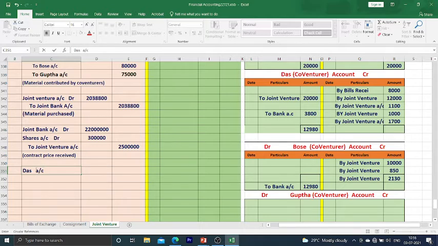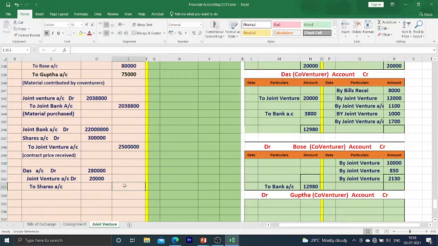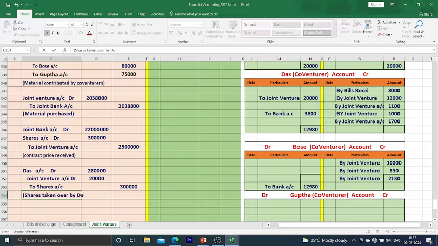Das account debit, joint venture account debit, to joint venture account, to shares account. Das has taken over the shares for 2,80,000. The last 20,000 is debited to joint venture. 3 lakhs is shares value. Shares taken over by Das.